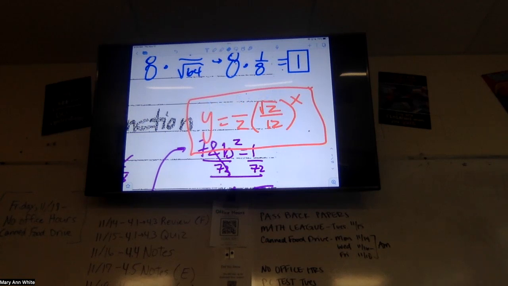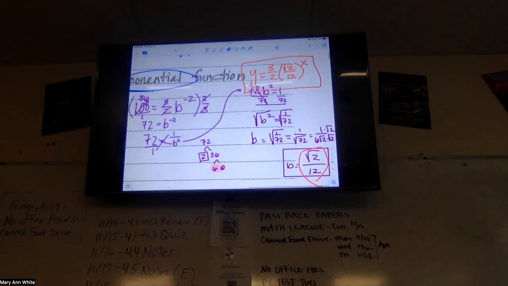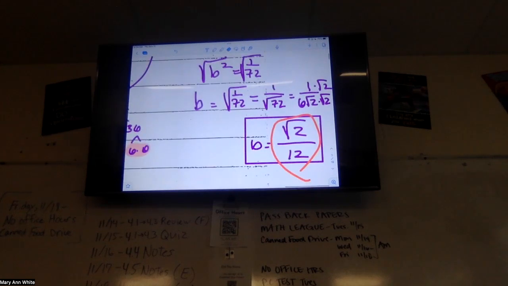One thing I know I moved through really quickly with you guys was this very last part of the equation. We had b squared equals 1/72, and I think I really rushed through it at the end. We square root both sides, and I know that you learned how to simplify radicals, but I'll talk you through it again because I really need us to know how to do this.